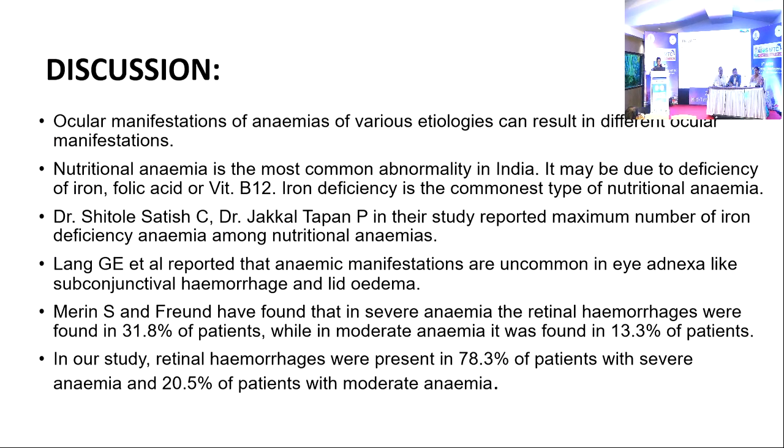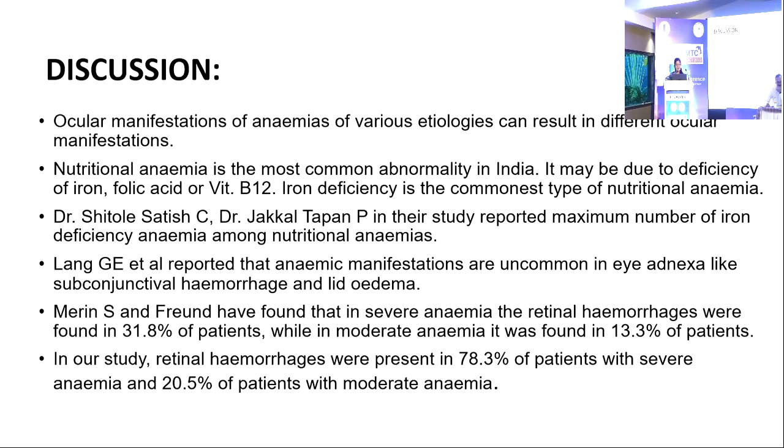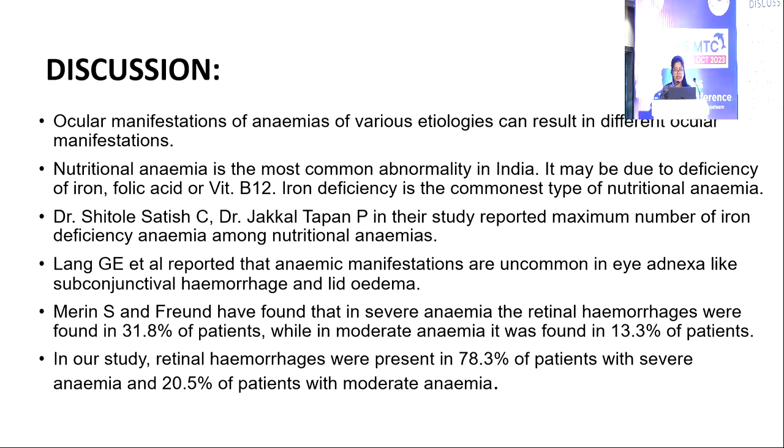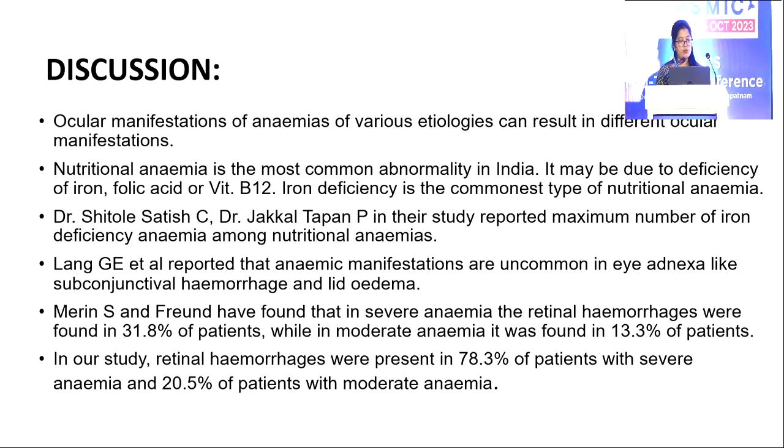Anemias of various etiologies can result in different ocular manifestations. Nutritional anemia is the most common abnormality in India. It may be due to iron, folic acid, or vitamin B12. Iron deficiency is the most common type of nutritional anemia. Dr. Shitol Satish, Dr. Jakal Tapan P in their study reported maximum number of iron deficiency anemia among nutritional anemias.